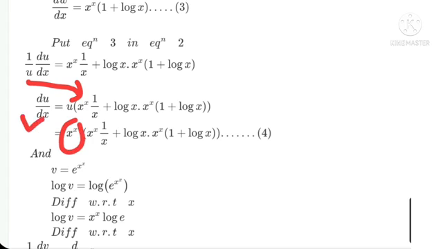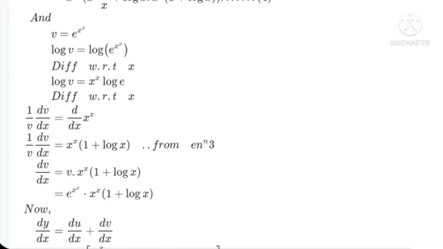Now we find dv by dx. So what is v? First write v. v is e raised to x. Apply log on both sides. Log v is equal to log e raised to x. Differentiate with respect to x. What is the derivative of log v? 1 upon v into dv by dx.